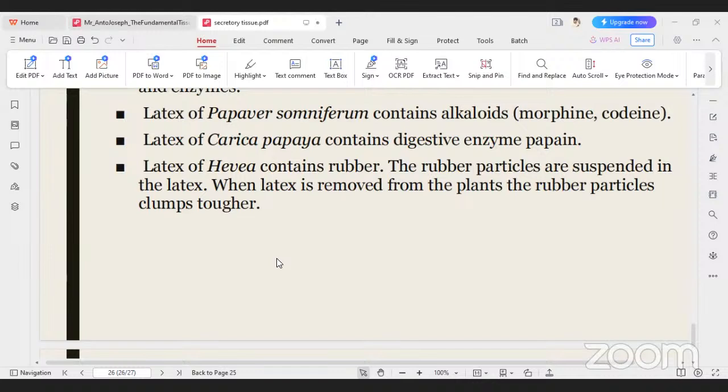I thought we completed the internal secretory tissue systems. Should I explain about tissue systems? A tissue system means a group of tissues forming a system. There are three types: epidermal tissue system, number one; ground tissue system, number two; and vascular tissue system.